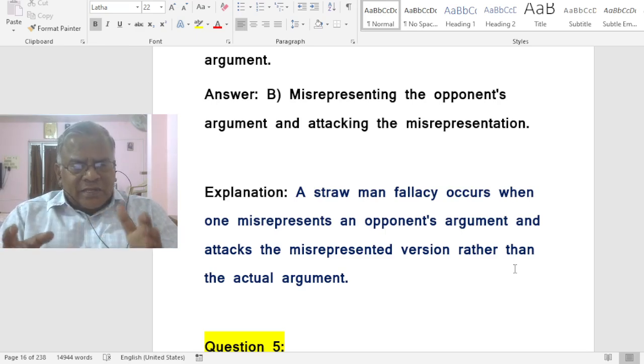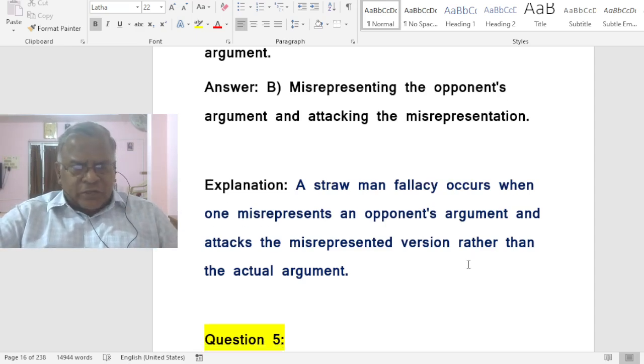So, see, the actual discussion is something else, but this fellow misinterprets or misrepresents the argument, and based on the misrepresentation, he is arguing again. He is fighting with the opponent. This is called a straw man fallacy. I hope you understood this. In Tamil also we will be saying so, right?